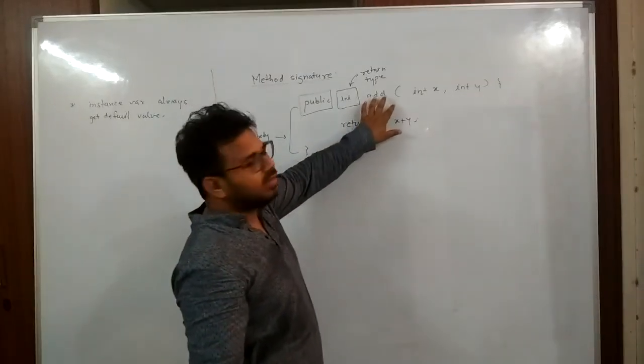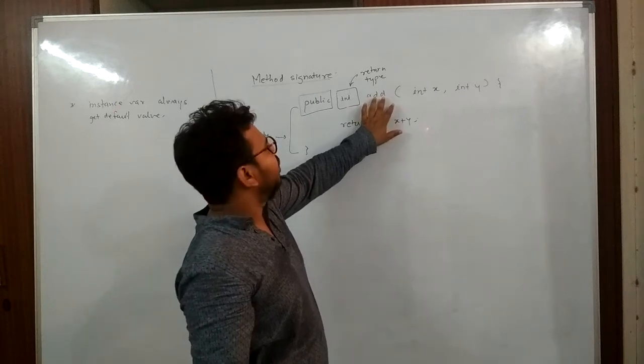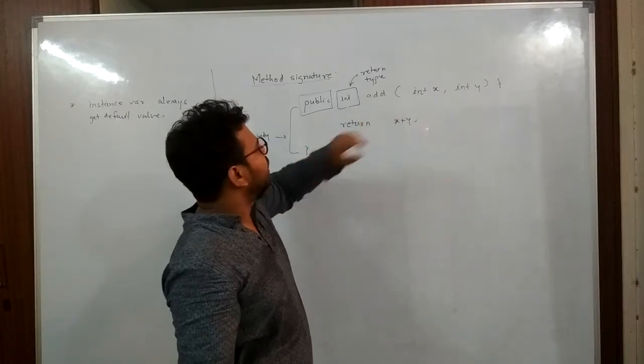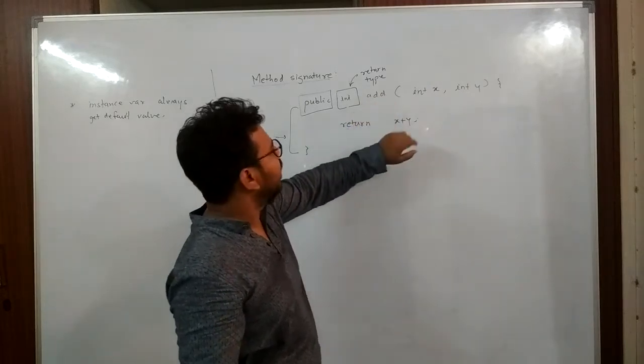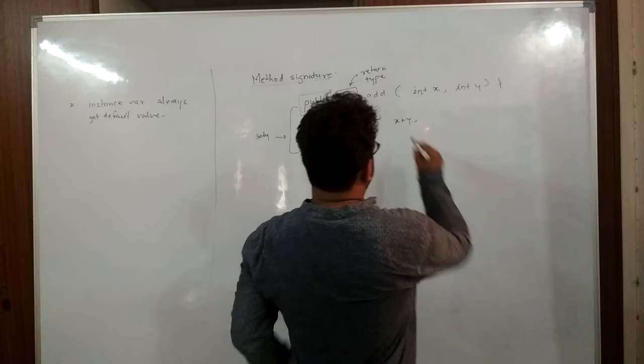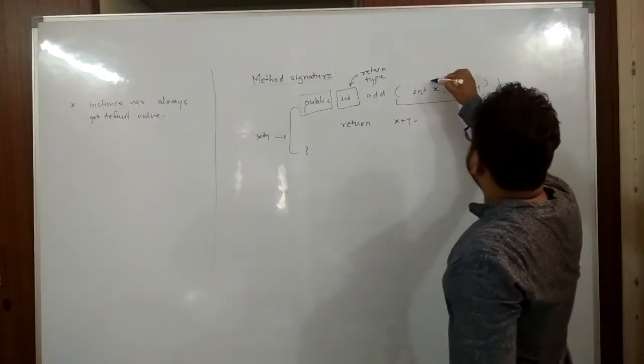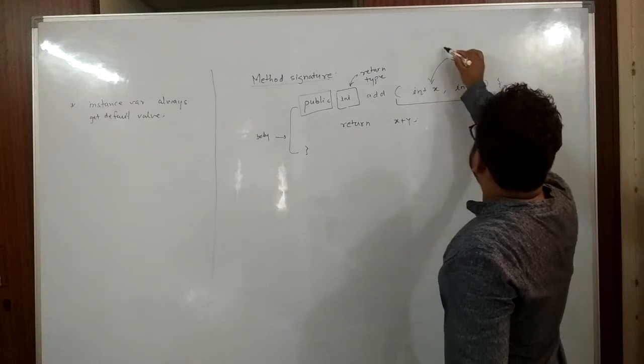And this is the name of the method. Here add is the name of the method, and these two things, int x and int y, are very important: these variables are called parameters.